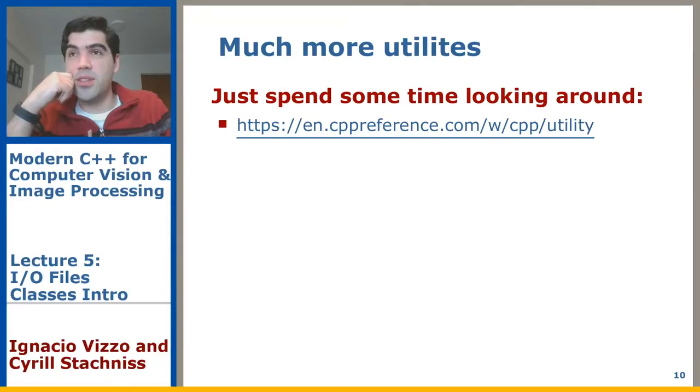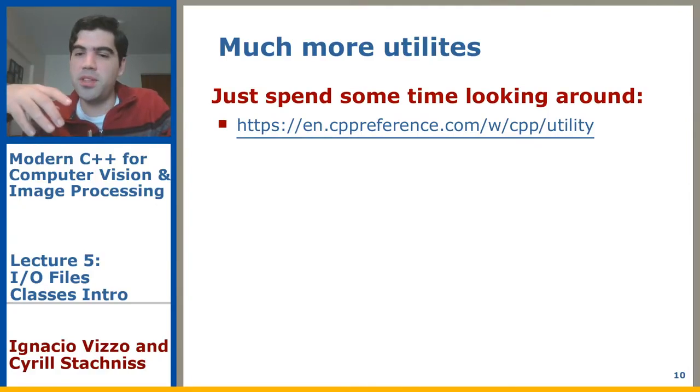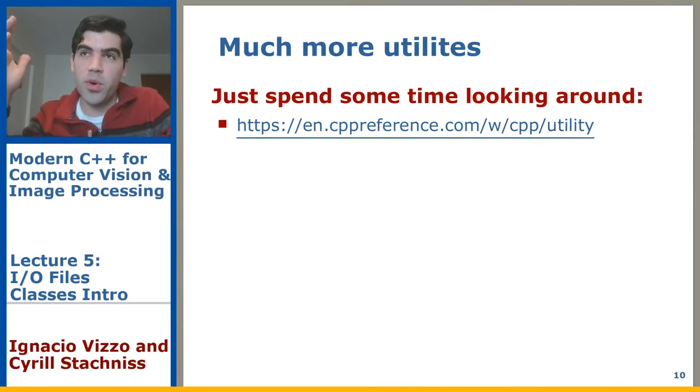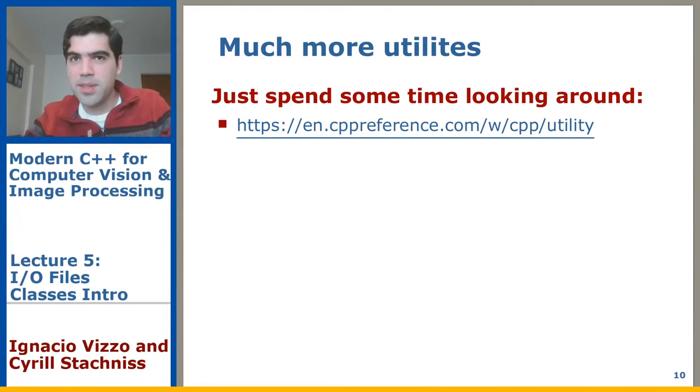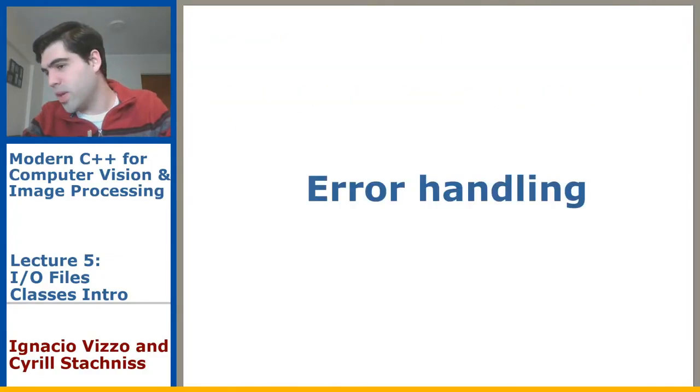As a warning, in our courses we have the freedom to choose the standard, but keep in mind that if you enter the industry, it's very unlikely that you will have all these utilities at hand, unless the company you work for is using modern compilers. Most of the good utilities came with C++14 and 17. If you're using something like C++11, which is already a 10-year-old standard, then you will probably not have much of this.